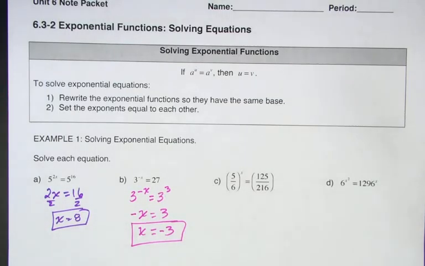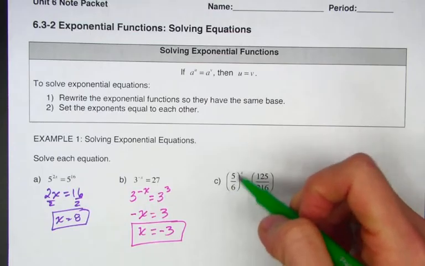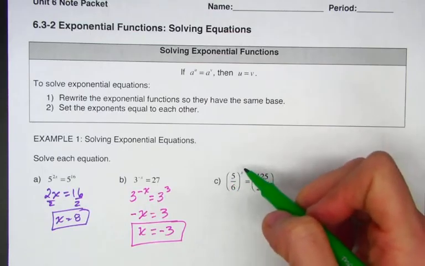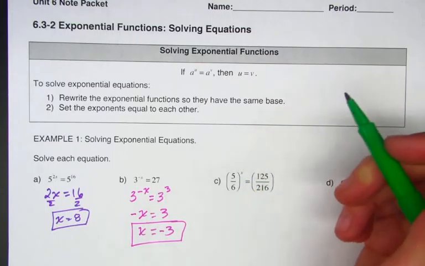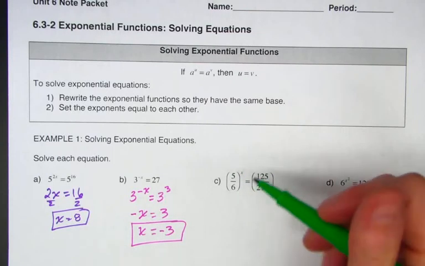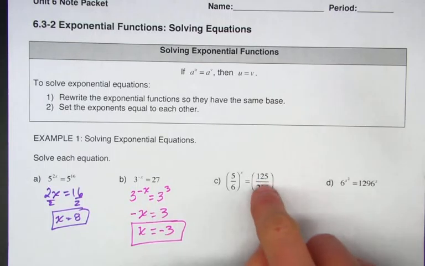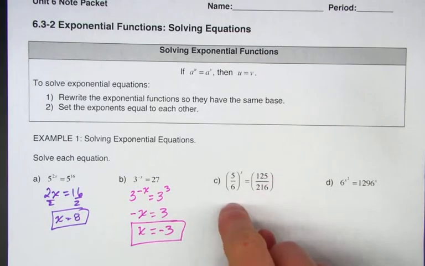Okay, now this one's a little harder, so let's go over a little bit of exponent properties. If you have a fraction raised to an exponent, that means this is the same as 5 to the x over 6 to the x. Like you would raise both the numerator and the denominator to that. Now with that idea, let's see if we can rewrite this fraction as 5 over 6.